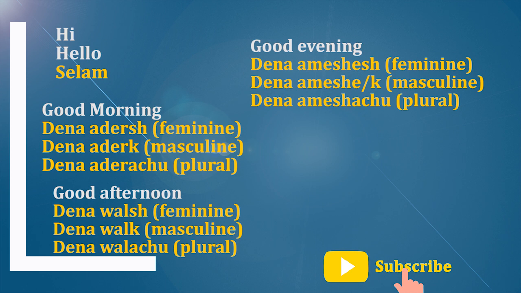But if you take out the k in the good evening section, no problem. But here, no, you can't do that, okay? So dana aderk. That's exactly what you need to say. And the plural form, dana aderachu. Look, dana adersh, dana aderk, dana aderachu. Okay? What about good afternoon? Good afternoon is dana walsh, dana walk, dana walachu.